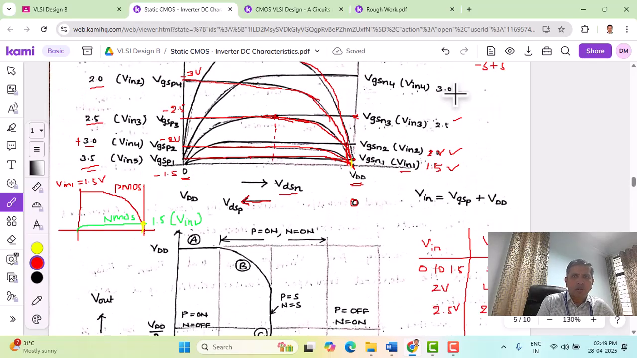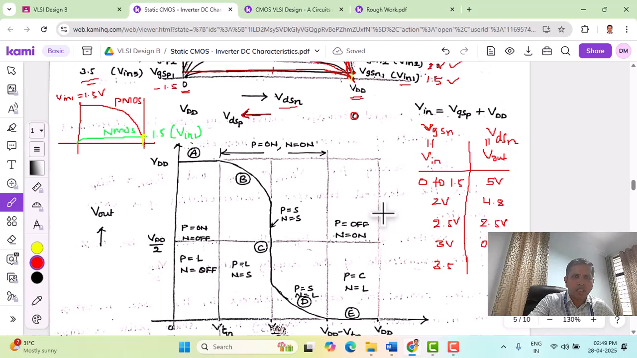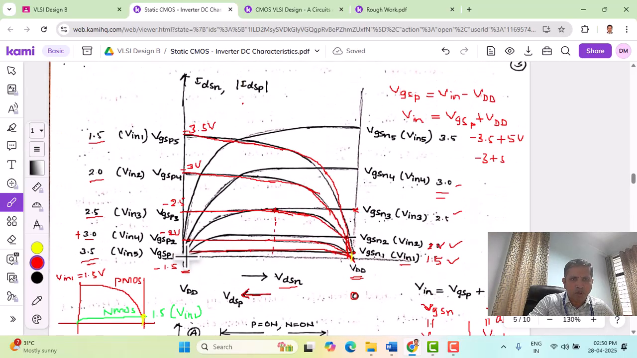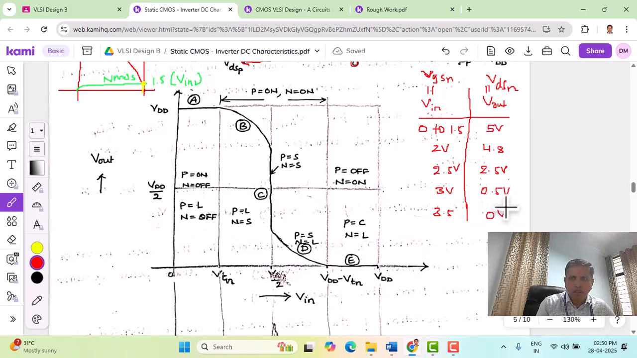Next, let us move to 3 volts. When Vin 4 equals 3 volts, this is for the NMOS, and 3 volts is here. Now you can see that it has moved close to the low voltage. VDSN is now very close to 0, let us say 0.5. So for a 3 volt input, the Vout or VDSN is say 0.5 volts. Lastly for 3.5, the intersection becomes very close to 0, because for NMOS it is the last curve, and for PMOS it is the bottom curve shown in red. So for 3.5 the output voltage is 0.